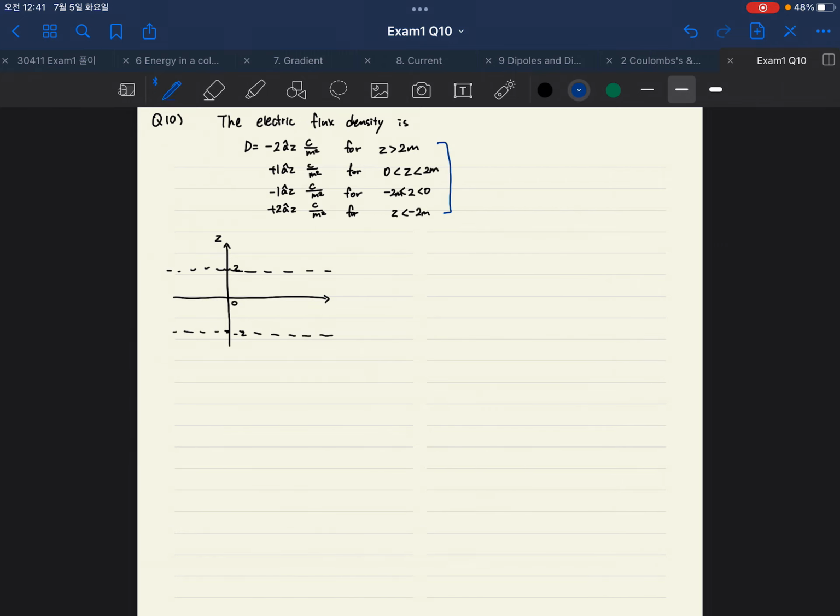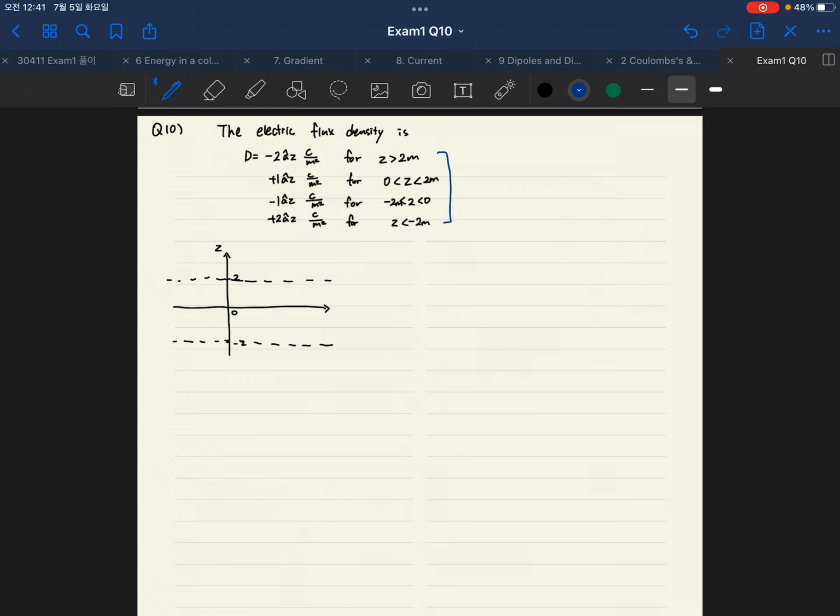As in the question, above z equals 2 meters there should be a flux density of negative 2, so it's going down like that. From 0 to 2 should be plus 1, so it's going up like that. From 0 to negative 2 should be negative 1. And from z smaller than negative 2 should be plus 2.